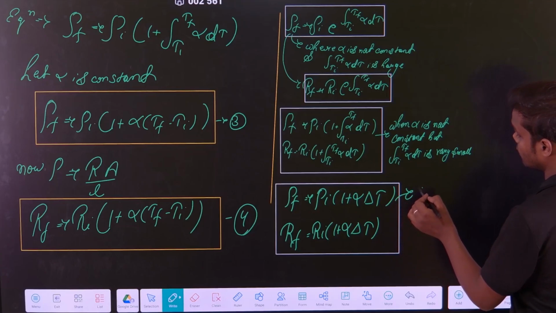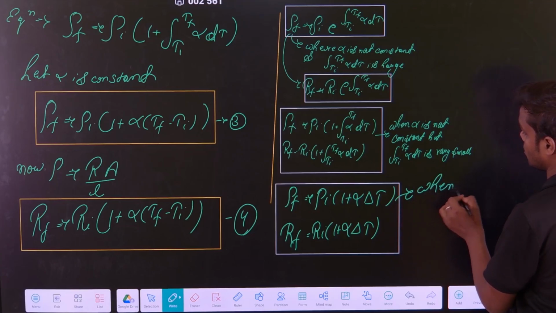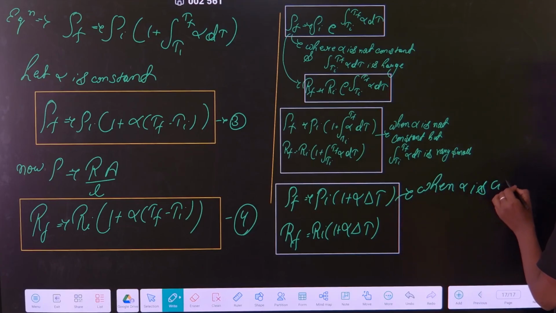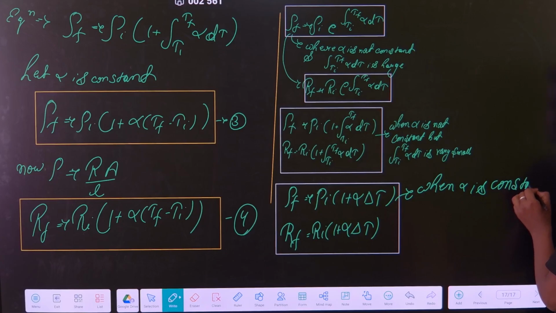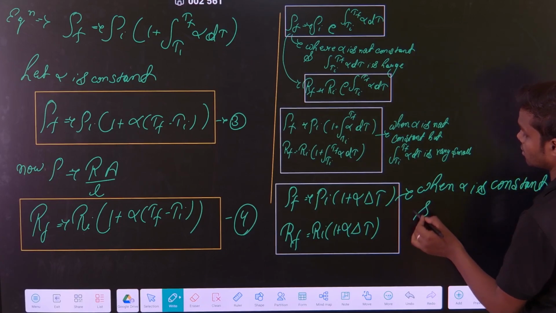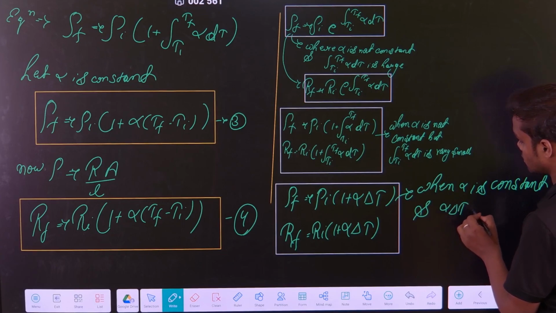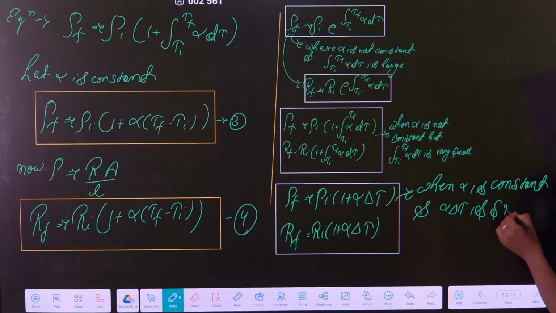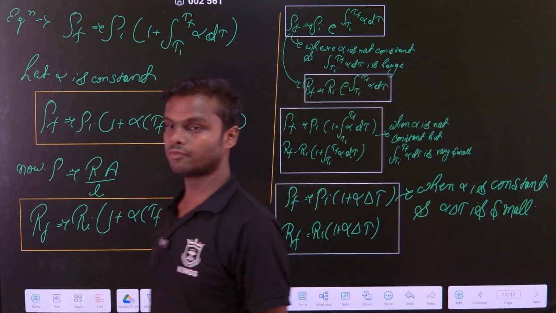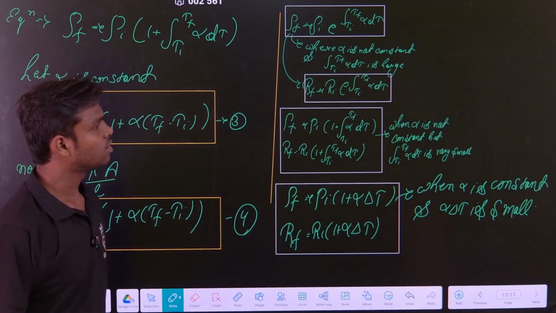Okay, this is valid when alpha is constant, which means they will give you some value, and alpha delta t is small. Correct? So these are the three formulas which you have to remember for solving the questions.